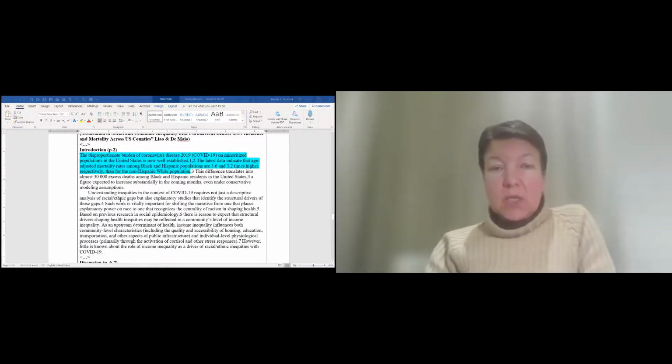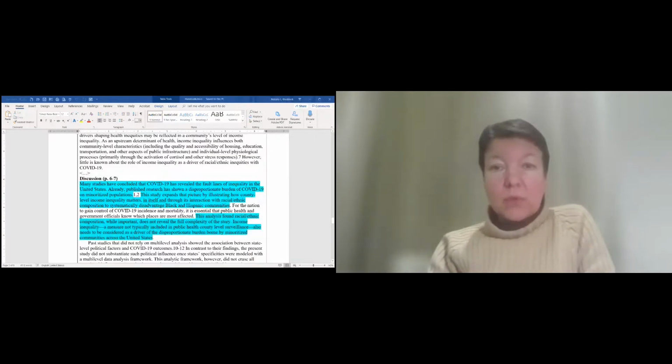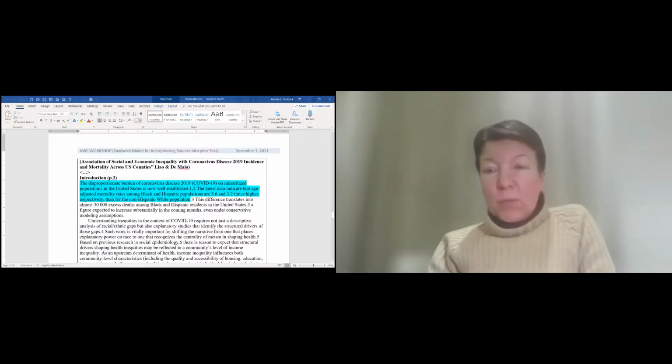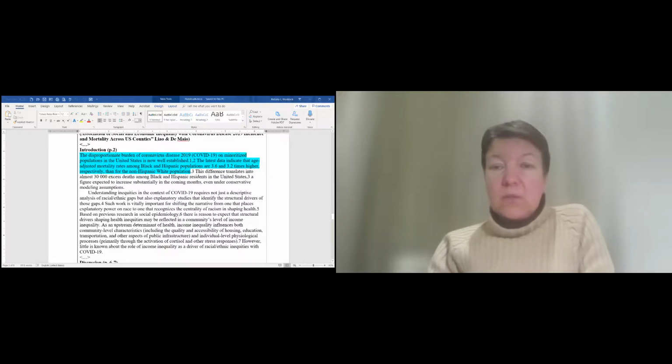So here is my suggestion. I believe these parts, I just highlighted them in blue, are most representative. So disproportionate burden of coronavirus disease 2019 on minorized populations in the United States is now well established. The latest data indicate that age-adjusted mortality among Black and Hispanic populations are 3.6 and 3.2 times higher, respectively, than the non-Hispanic white population.